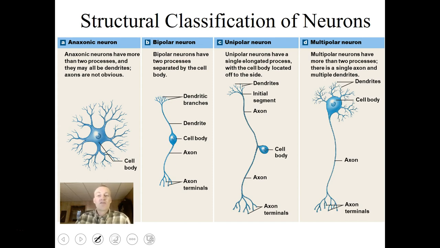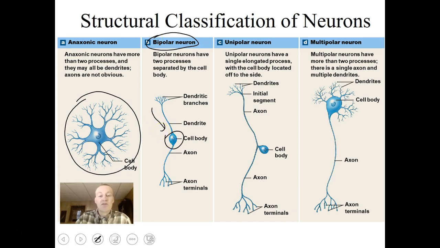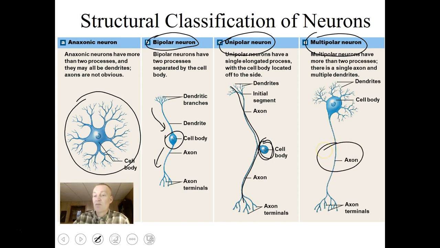So we do have structural classifications of neurons. There are some neurons that are anaxonic, where they appear to have no axon. There are some nerve cells that we call bipolar, where on one side of the cell body we have dendrites coming in, and the axon going out. We have unipolar, where the cell body hangs off to the side, and we have dendrites and axons that connect to the cell body from a side connection. And then we have multipolar neurons. These are neurons that have more than two processes. There may be a single axon, in this example, and then multiple dendrites connecting to the cell body.